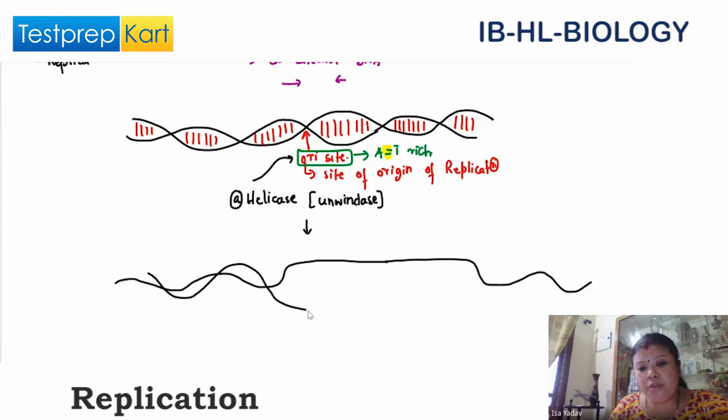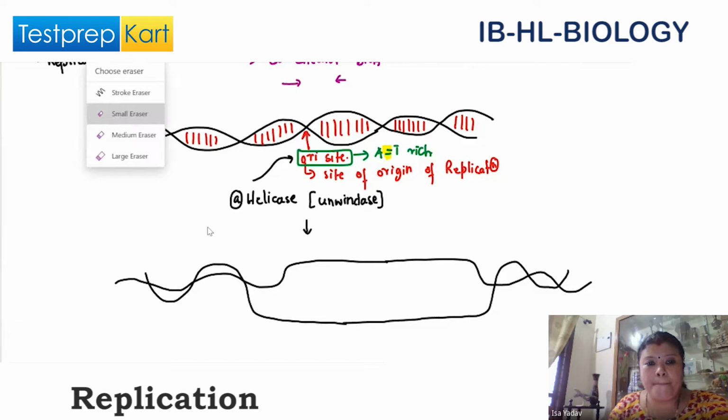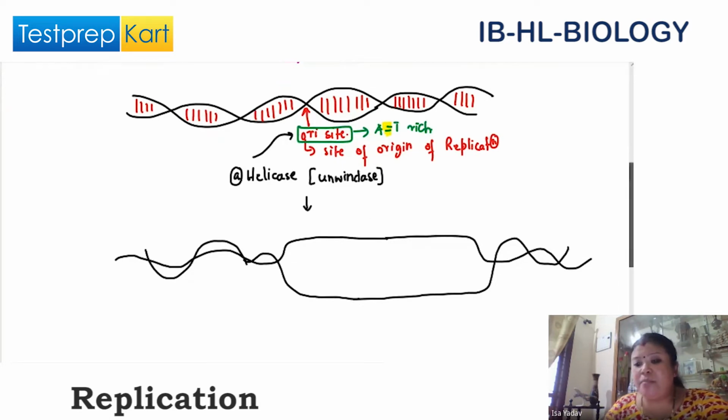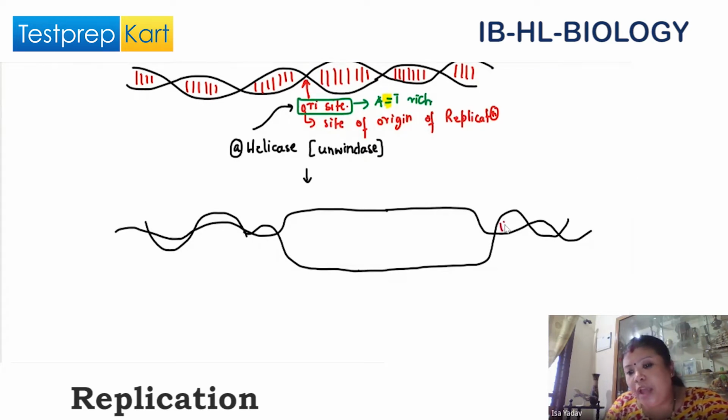Okay, this is what the DNA would look like. All right. So this is how the DNA would look. Now the DNA has completely unwound. Okay. So we have here the nitrogen bases. Nitrogen bases here. And then see, this is exposed. See, the hydrogen bonds are broken. So this is now single stranded.